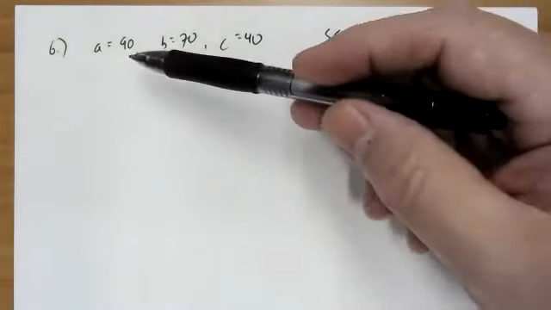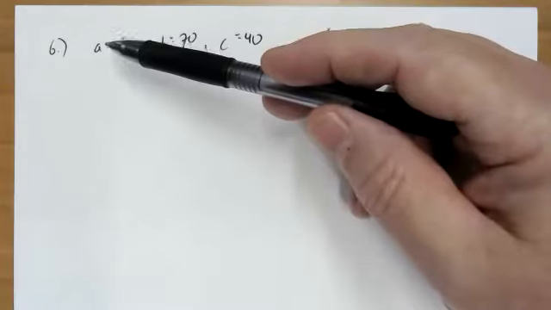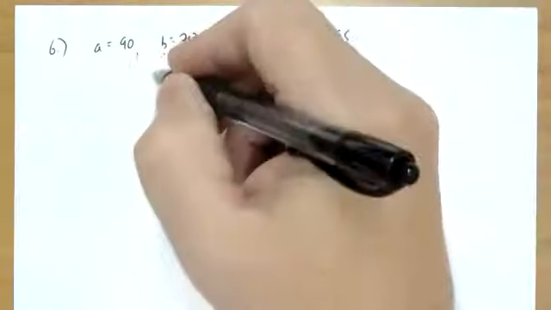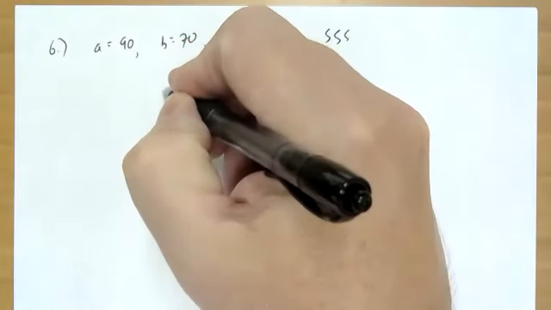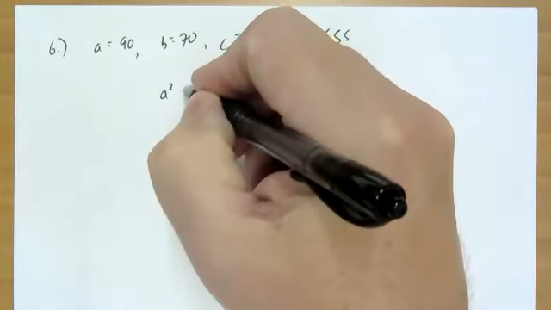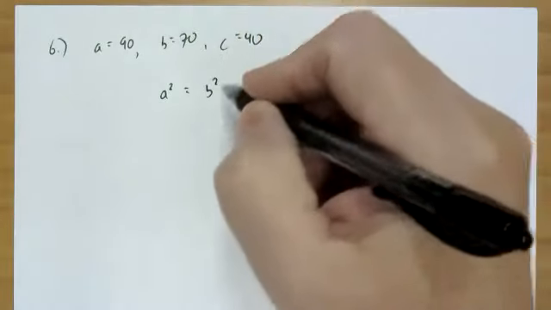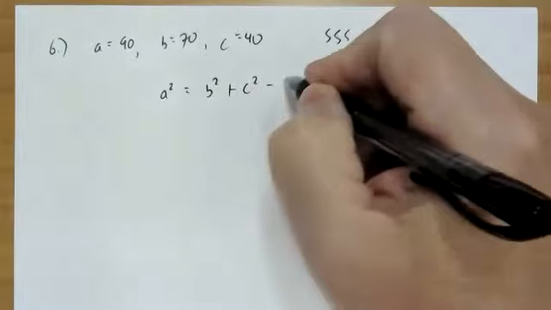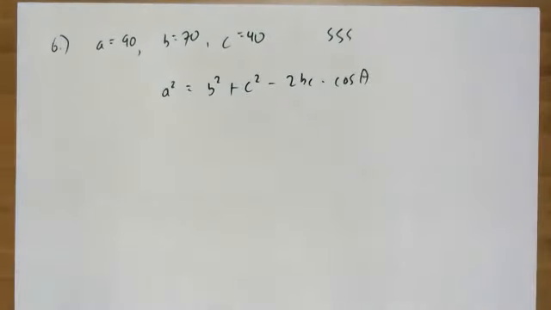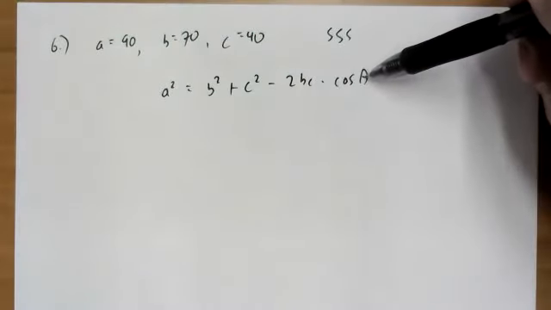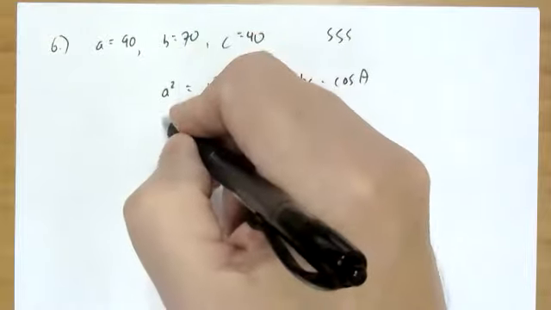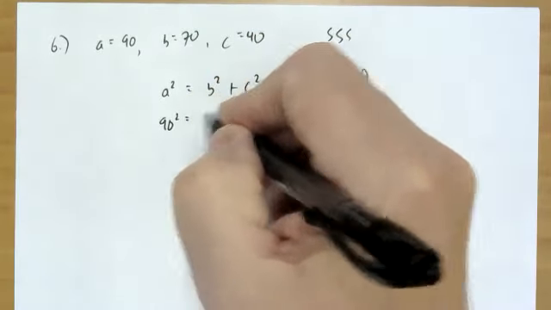You can actually choose to figure out whichever angle you want to start. I'll just choose angle A first. So the equation to find angle A from the law of cosines is A squared equals B squared plus C squared minus 2BC times the cosine of A. Everything is known but angle A, so I can use this equation to determine angle A. So I'll plug in my numbers.